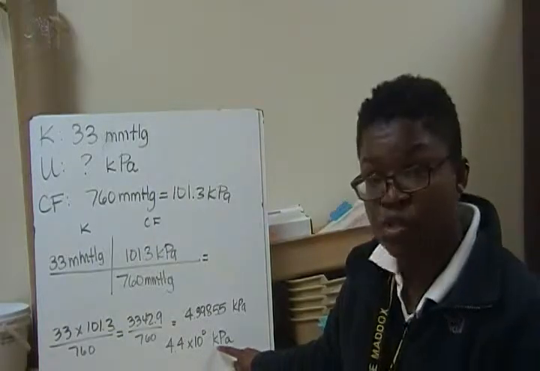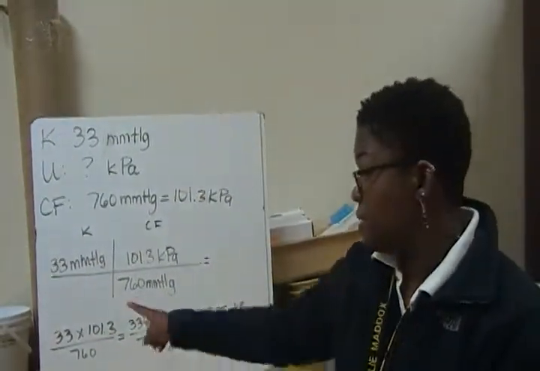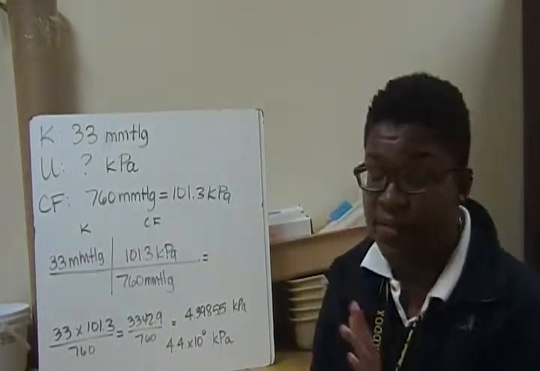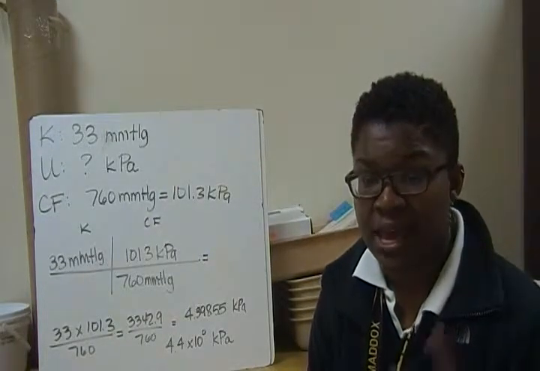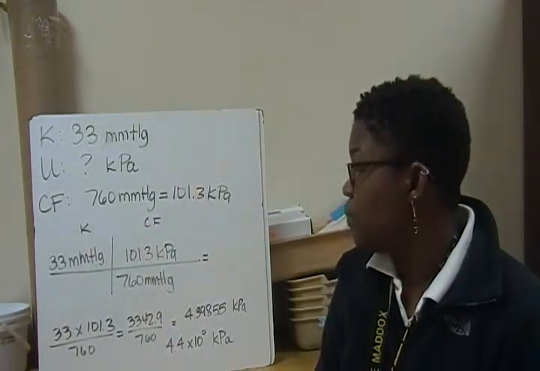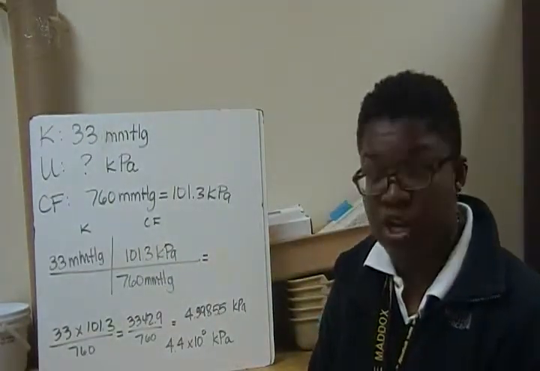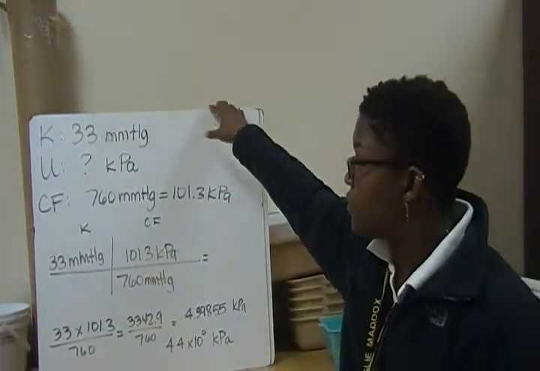That 4.4 has two significant figures because of the 33 millimeters of mercury. Not because of the 760, because it's a perfect 760. Not 761, not 762, a perfect 760. However, this only had two sig figs. So that changed the sig figs of our final answer.